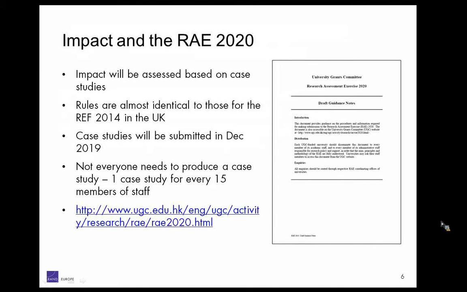As for the REF in the UK, the research assessment exercise in Hong Kong in 2020 will, for the first time, include assessment of impact based on peer review of impact case studies. So the rules around eligibility and submission, as well as the criteria for assessment, are almost identical to what was used in the REF in 2021 in the UK. So we really know those rules in depth, and we're very pleased to be able to provide support and expertise to help you actually prepare your case studies for submission.